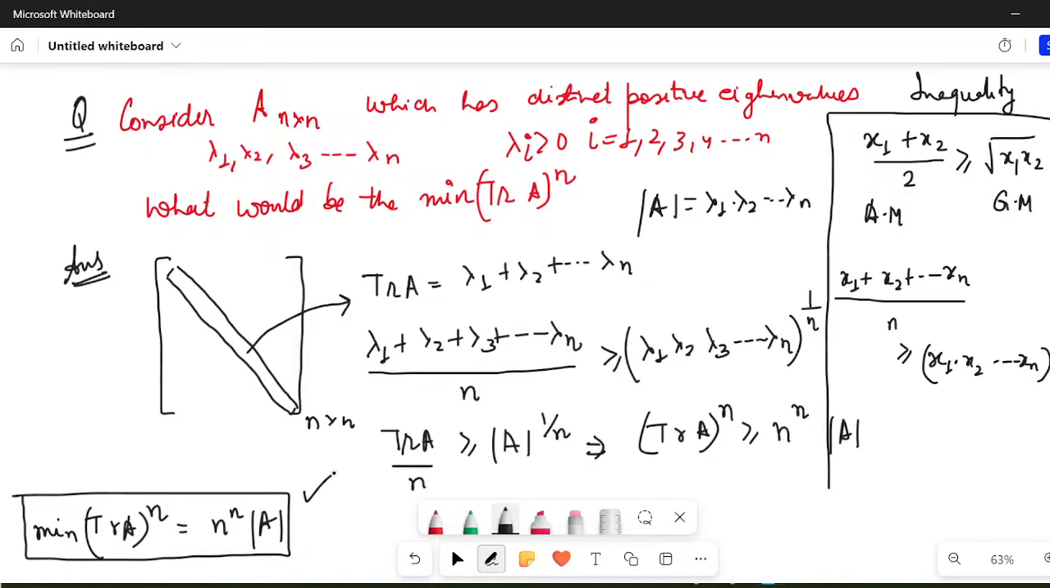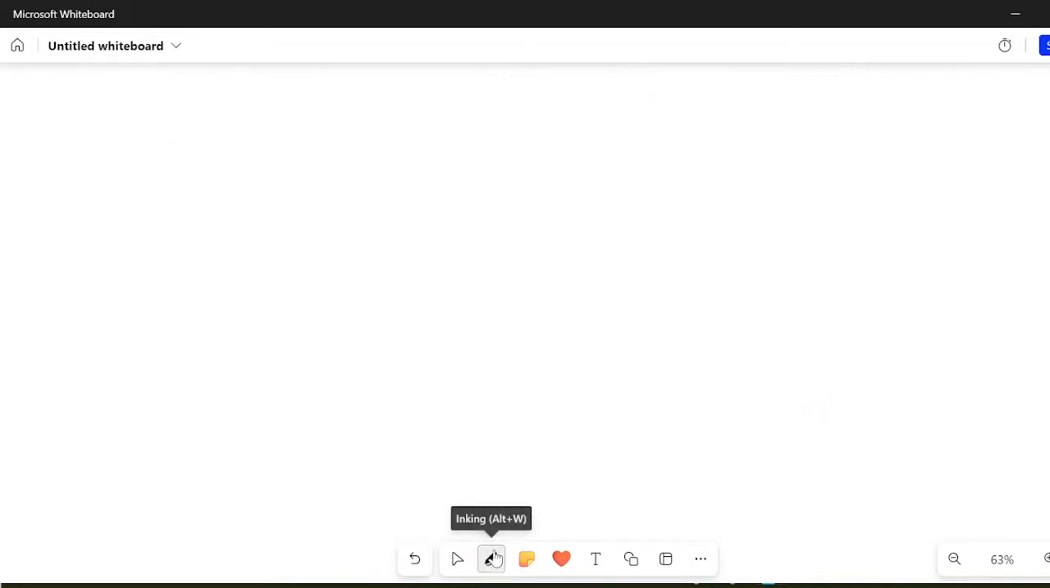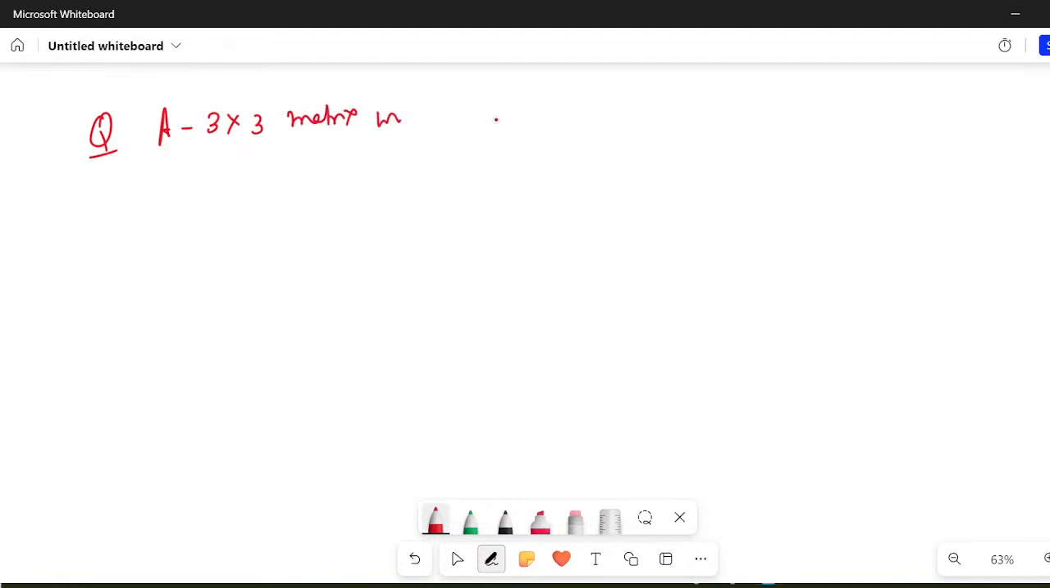Okay, just think about this and give me an answer to this problem. So the question is: let A be a 3 cross 3 matrix with real entries.